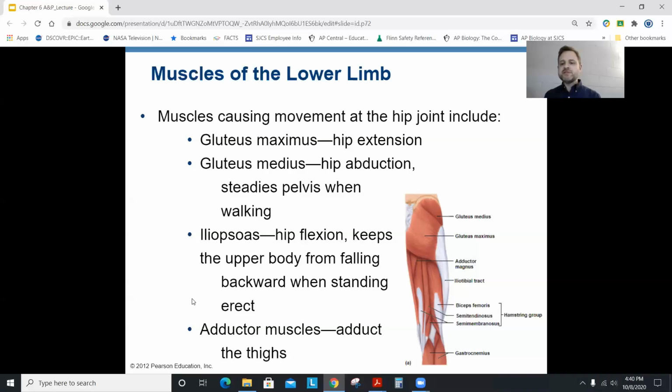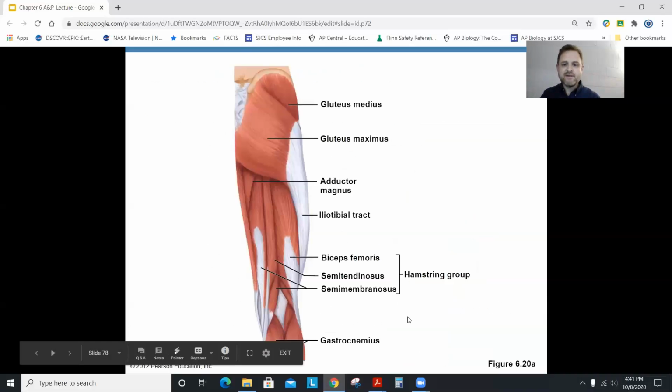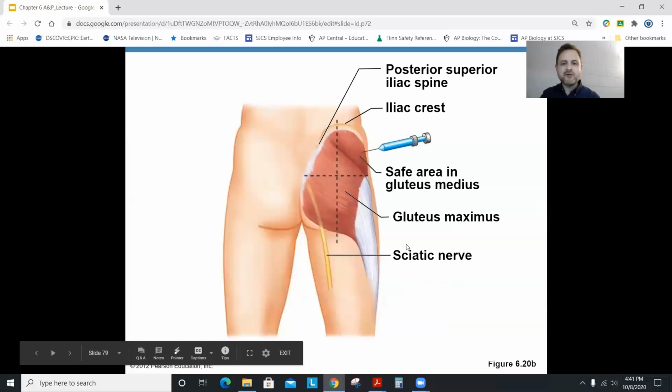When you're standing or walking or just standing erect, your upper body doesn't fall backwards. Your upper body is stabilized, and your iliopsoas do that. The abductor muscles do just what it said. They abduct your thigh, which would be like bringing your thighs together, to sort of compress your thighs. At the gym, there's the abductor machine. Abductor moves your legs apart. The adductor machine brings them in line.